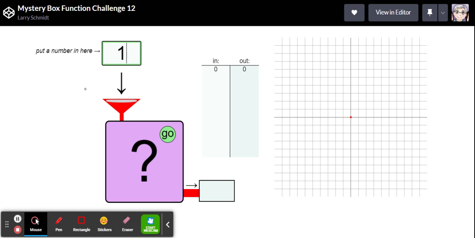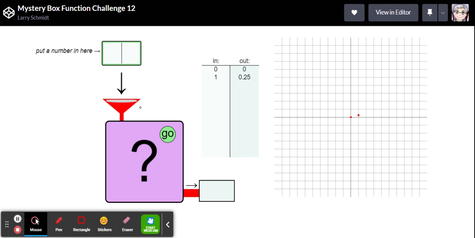Let's try a 1 and see what happens there. Oh, okay, so I've got 0.25. So a positive 1 comes out as a positive 0.25. So maybe we're just dividing by 4, right? And this is going to be this line 1/4 x, and the y-intercept is 0, so it wouldn't have any number after that, just y equals 1/4 x.